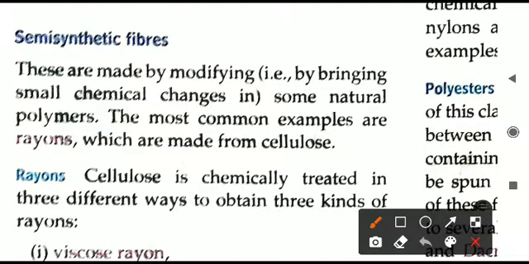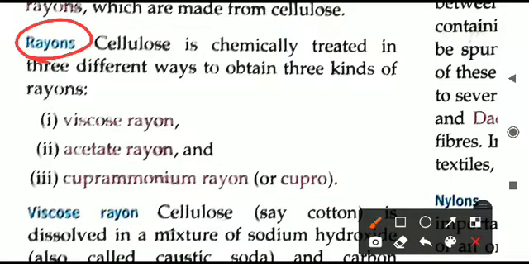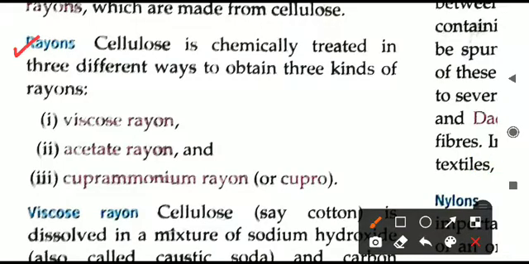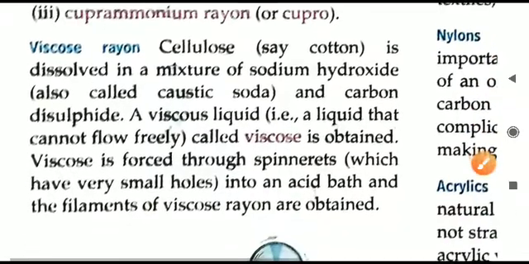The most common example for the semi-synthetic fiber is rayon. Rayon is made from cellulose only. Cellulose is a type of cotton only. It is producing cotton only. So we will read about rayon, and also the 3 types of rayon one by one. Cellulose is chemically treated in 3 different ways to obtain 3 different kinds of rayon. First one is viscose rayon, second is acetate rayon, and third is cuprammonium rayon, also called cupro. One by one we will see all of these.